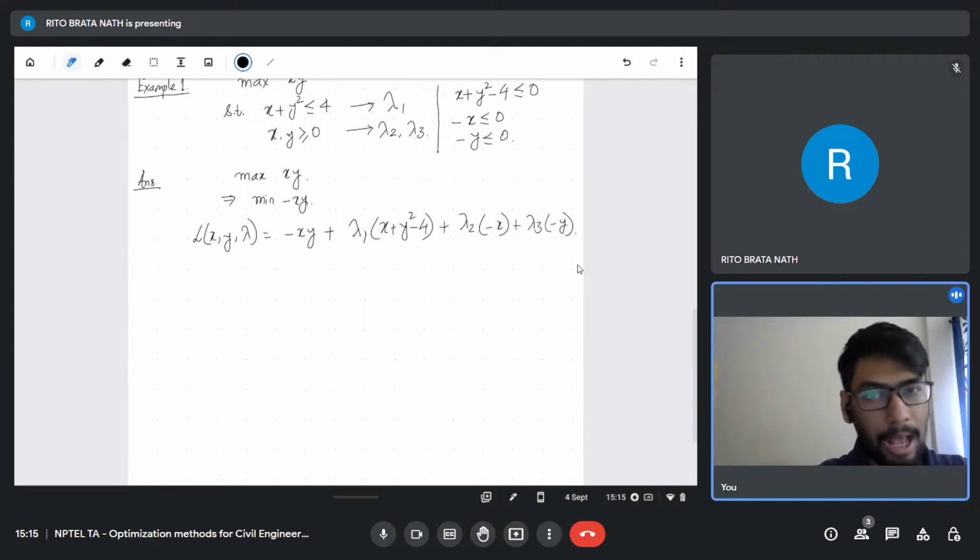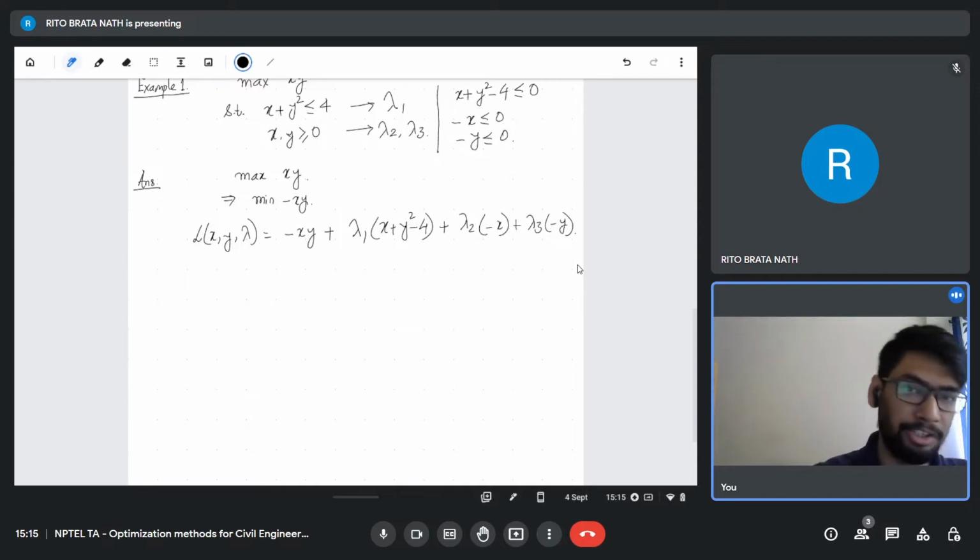Now you have to satisfy all these constraints, the x plus y square less than or equal to 4, xy greater than or equal to 0. So those are your primal feasibility. Lambda 1, lambda 2, lambda 3 has to be greater than or equal to 0. So those are your dual feasibility. I'm not writing those two down. So those are kind of trivial. So the next two conditions, which is what we are interested in mostly.